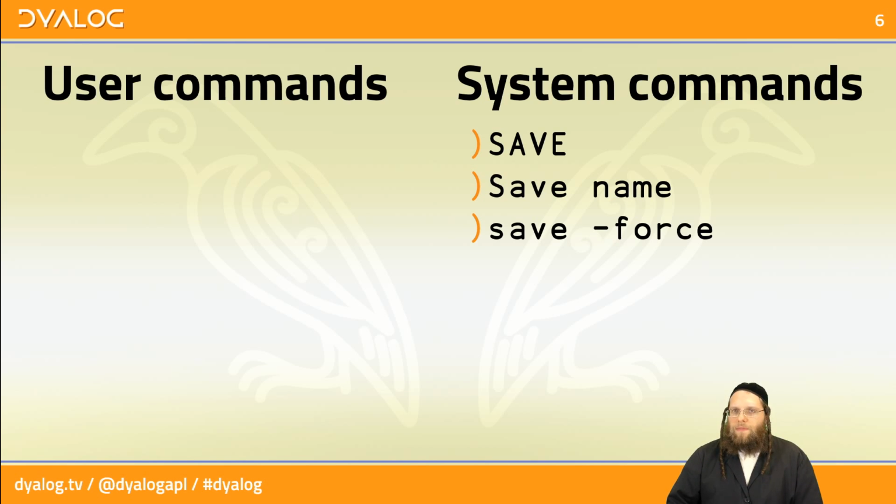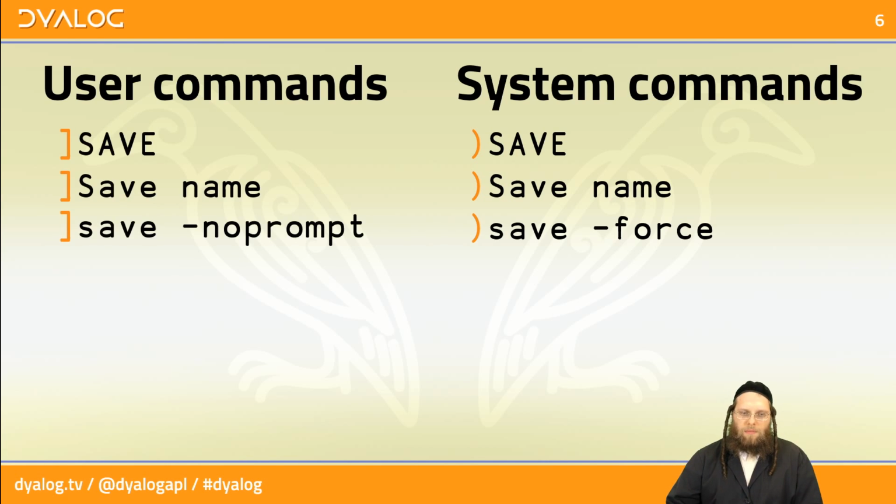Enter user commands. User commands are just like system commands, and they have exactly the same rules to their syntax, being not like normal APL syntax. So they are case insensitive, they can be called with or without arguments, with modifiers. The difference is that they use a square closing bracket instead of a round closing parenthesis to indicate that they are user commands instead of system commands.